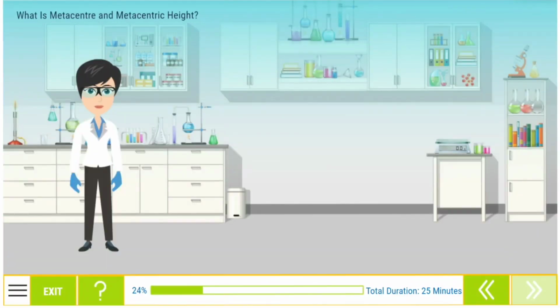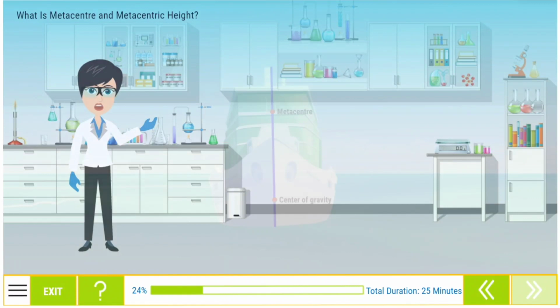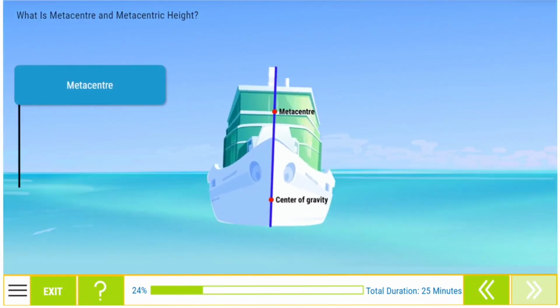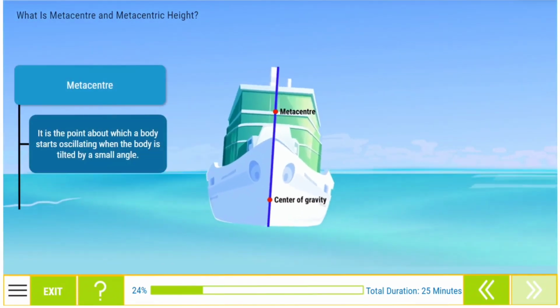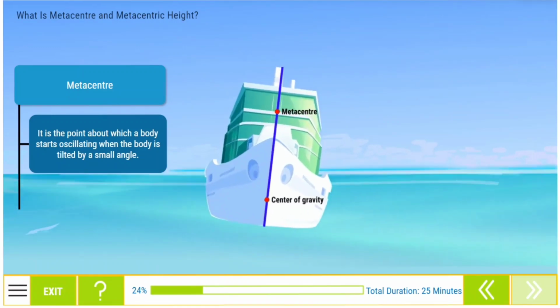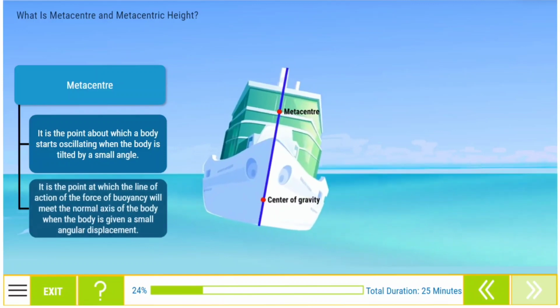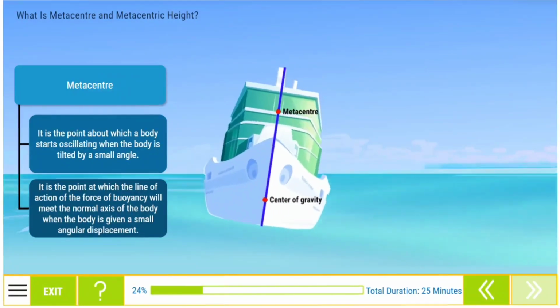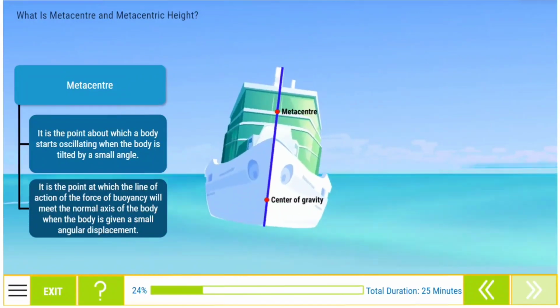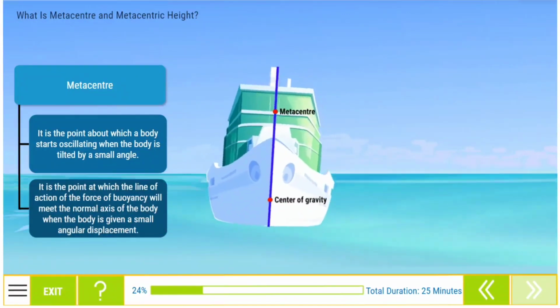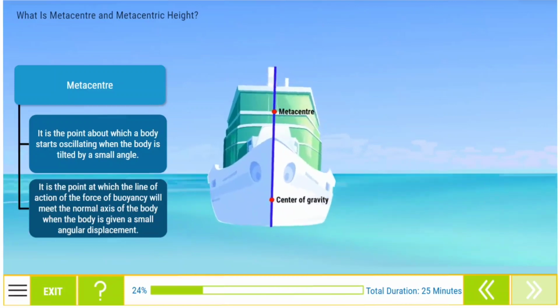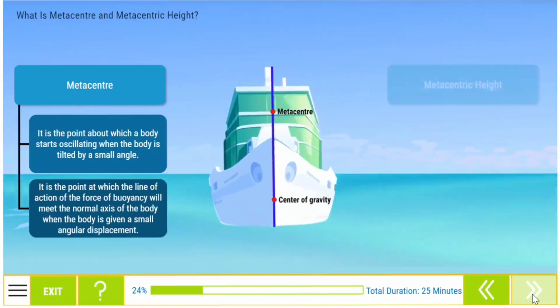What is metacenter and metacentric height? Let's learn about metacenter and metacentric height. Metacenter is defined as the point about which a body starts oscillating when the body is tilted by a small angle. It may also be defined as the point at which the line of action of the force of buoyancy will meet the normal axis of the body when the body is given a small angular displacement.